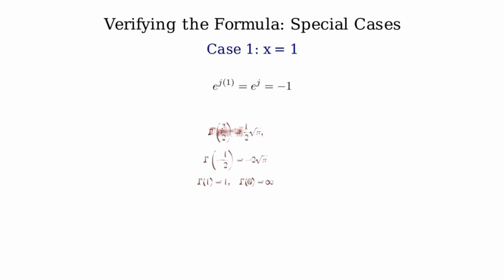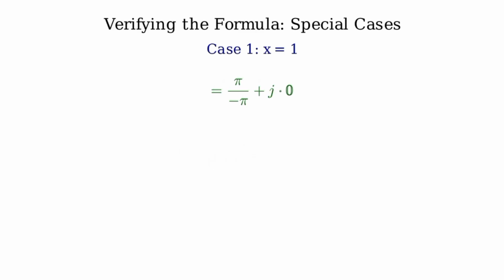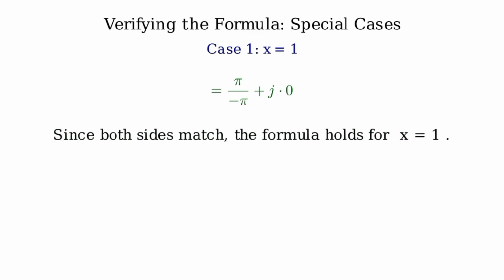Substituting these into the virtual reflection formula, e^(j·1) equals π divided by (1/2 √π times −2 √π) plus j times 1 divided by (1 times infinity). Simplifying this, π divided by negative π plus j times 0 equals −1. Since both sides match, the formula holds for x equals 1.